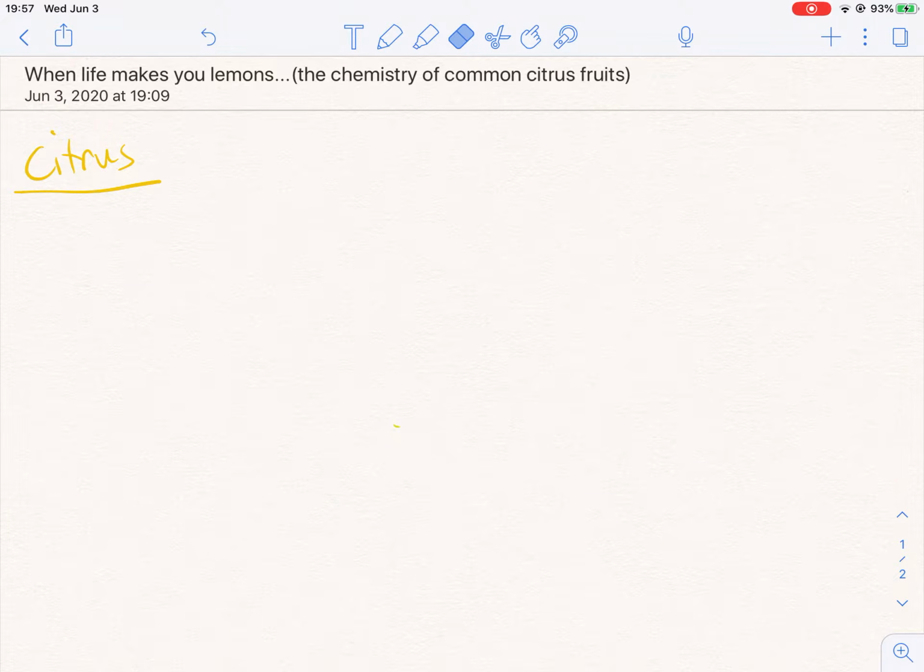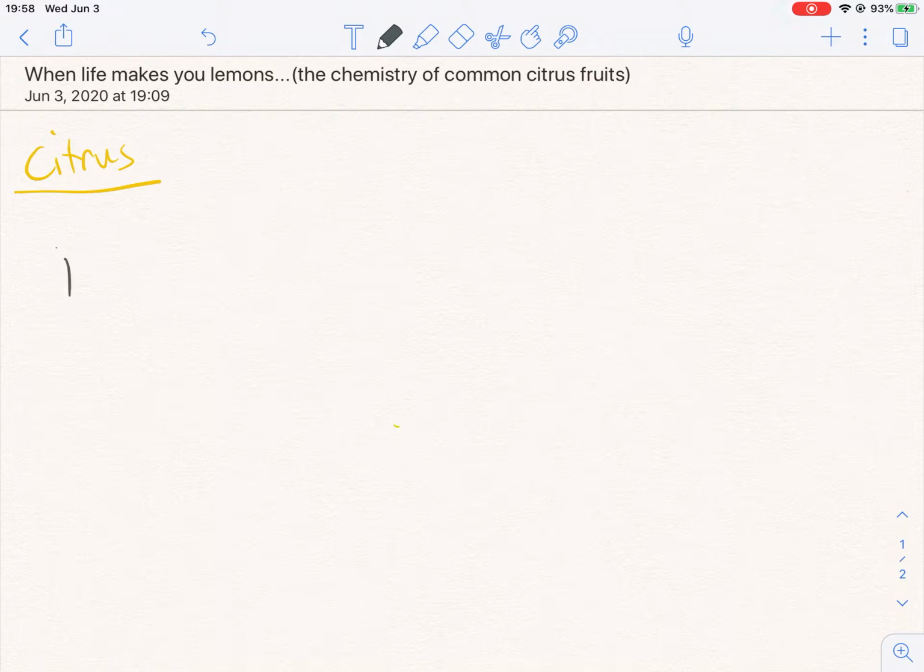One of the most recognizable tastes and smells is citrus. Whether it's a lemon, a lime, an orange, or any other common citrus fruit, a lot of us enjoy eating them, drinking them, and putting them in our food. So I want to talk to you guys today about the chemistry of lemons and oranges, mainly lemons, so we can learn some new things that maybe you didn't know.